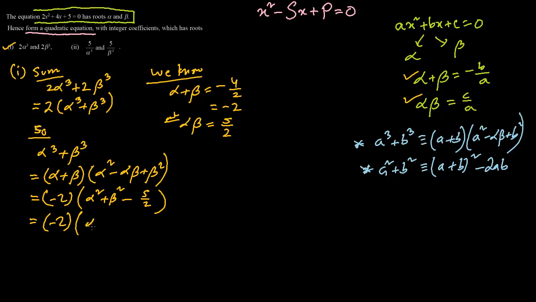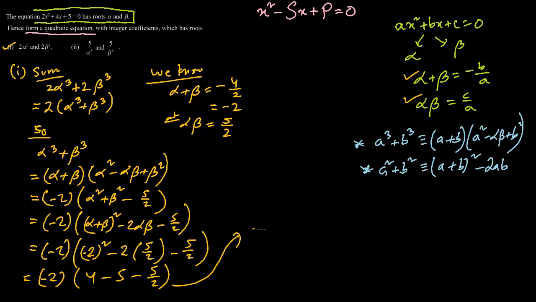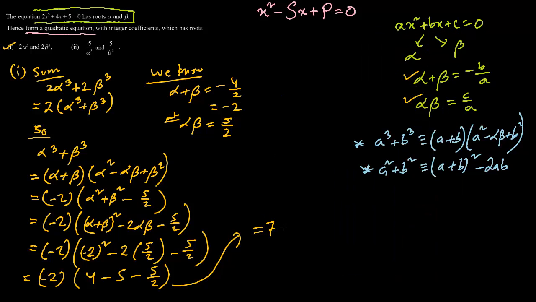So alpha squared plus beta squared is alpha plus beta whole squared minus 2 alpha beta. Alpha plus beta whole squared is minus 2 whole squared, and minus 2 alpha into beta is minus 5, and we have this minus 5 by 2 over here. So minus 2 squared is 4, and the 2 and 2 cancel. This would be minus 5 by 2, and the value turns out to be 7. So this value would be 7.